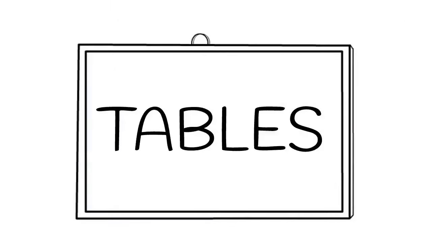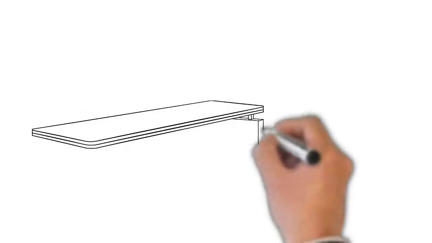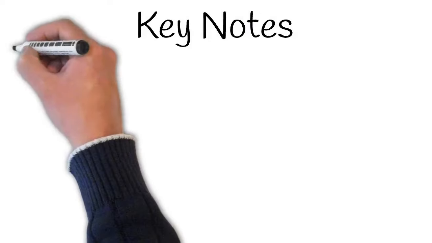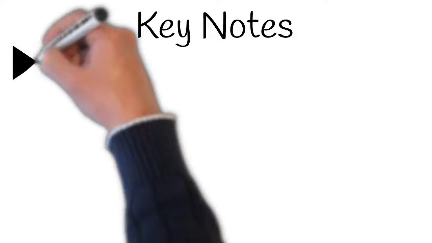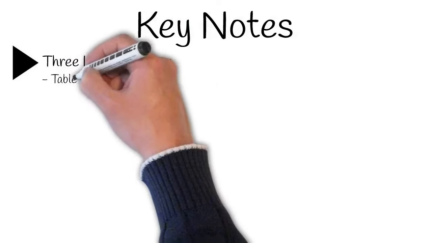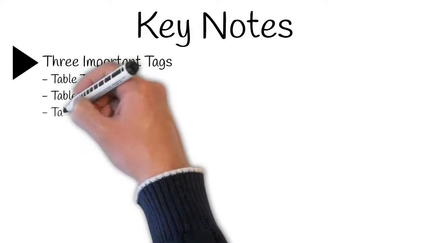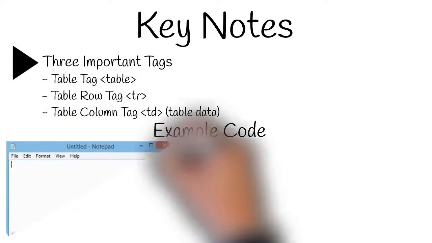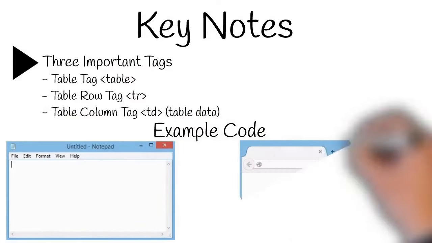In this section, we're going to go over HTML tables. Now, let's construct ourselves an HTML table. Wait, this is not an HTML table. This is just a regular table. Now, HTML tables work differently. Let's go over some keynotes. There's 3 major tags we must know. First, we have the table tag, which is table, and then table row, which is TR tag, and then table column, which is TD, which also contains all the table data.